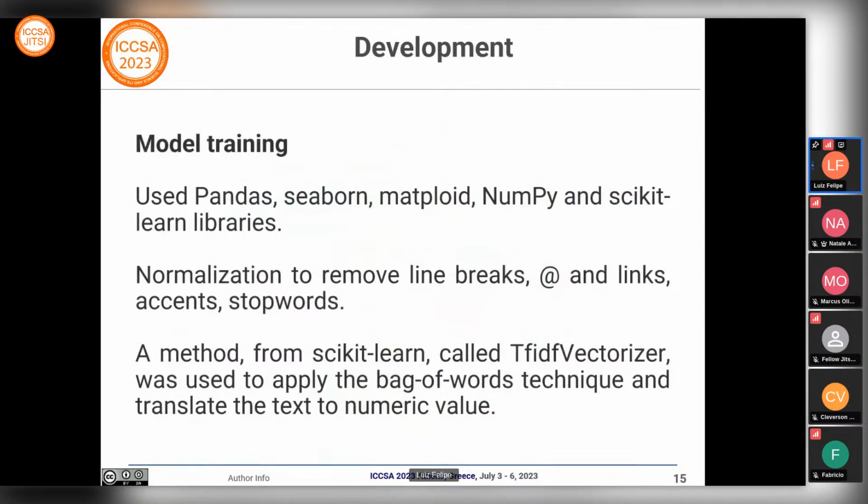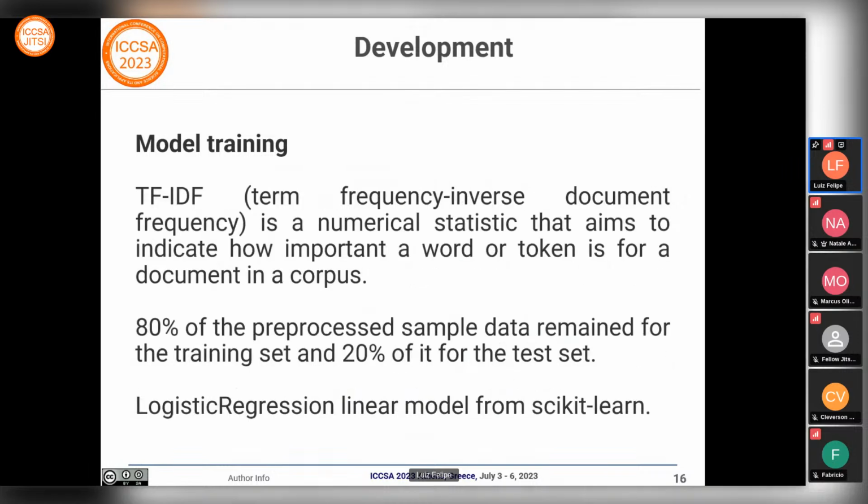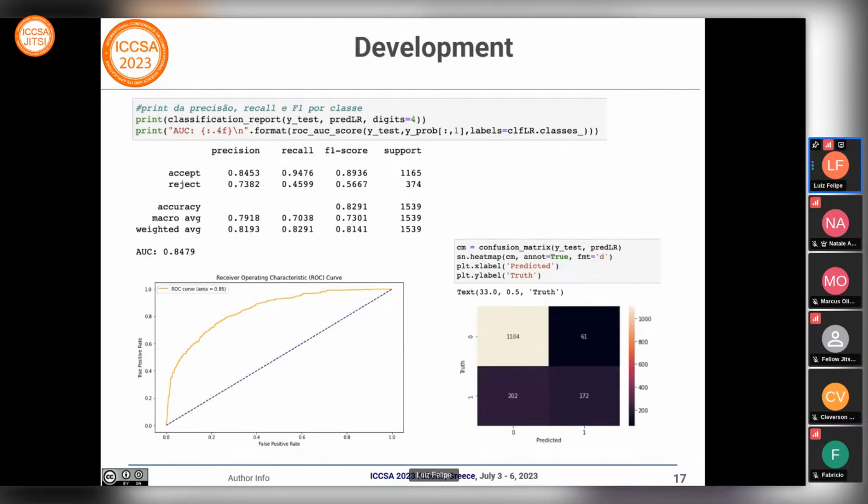After normalizing the data, the textual information was translated into numerical values and, through appropriate libraries, the model was trained. The data was divided into 80% for the training sample and 20% for the testing sample. A logistic regression model was used via the scikit-learn library. Several metrics for evaluating the model were used, indicating a satisfactory training result.